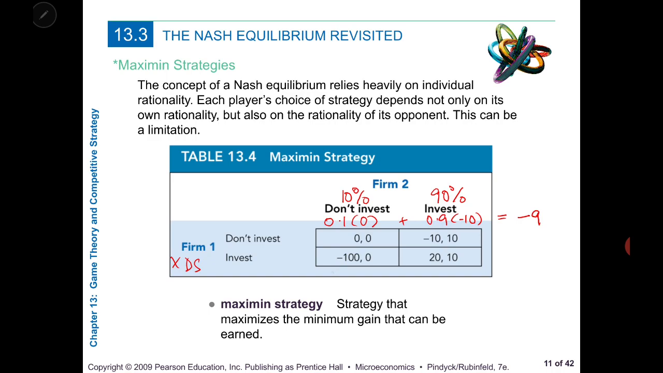But if you do invest, then you have again a 10% chance of losing that -100 plus a 0.9 or 90% chance of earning that 20. So you have 8. Okay, and between the two, firm 1 will choose this. So the decision for firm 1 will be to invest, because it gives them profit compared to the other option. In this scenario, which is -9, it's better to invest.